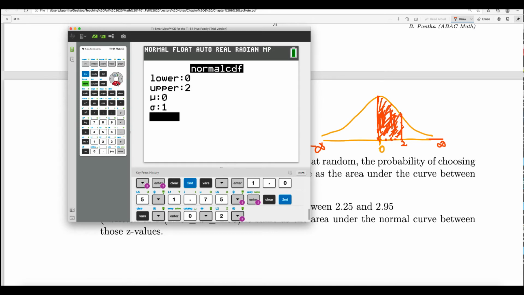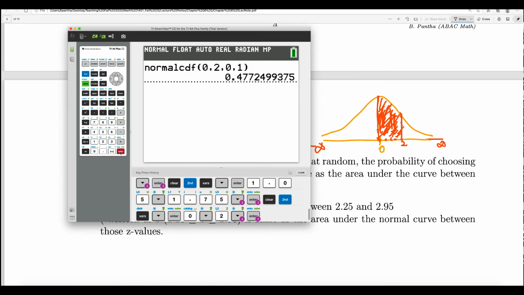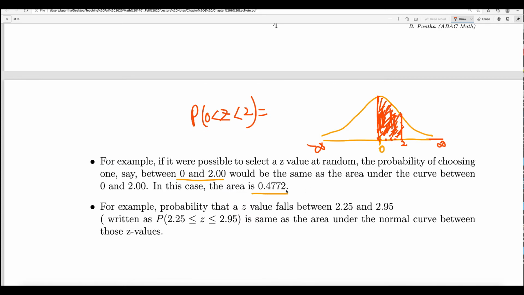And then 0 and 1, so is, see, 47.72. That's what you get, 0.4772 or 47.72%. So basically, if you are asked to find out the area between two G values, or if you are asked to find out the probabilities between two G values, it is exactly the same. You just use the calculator and find the area between those two G values.